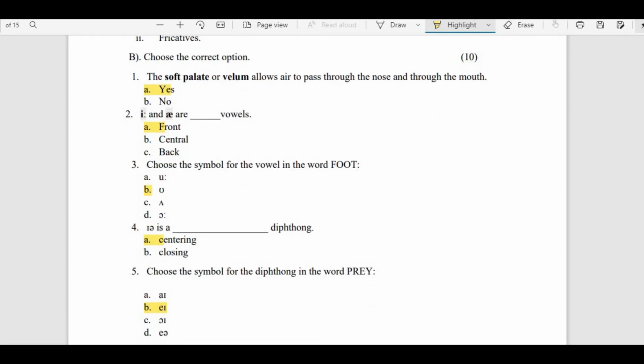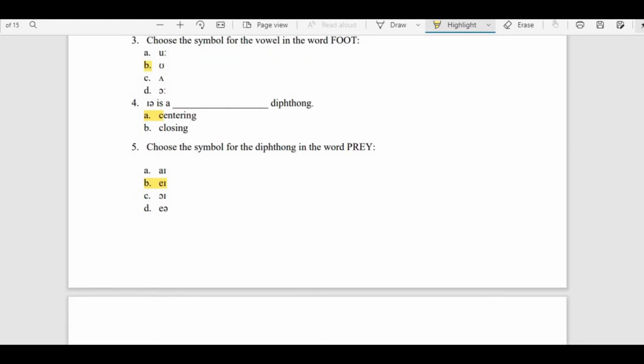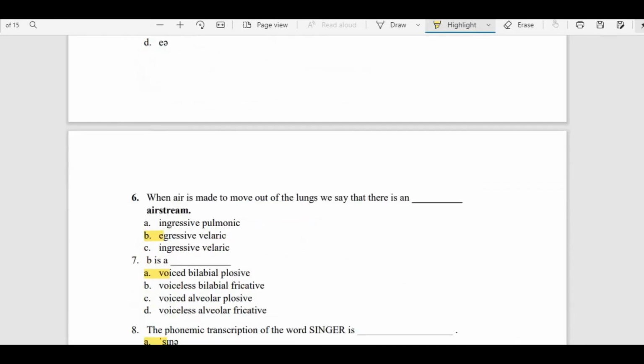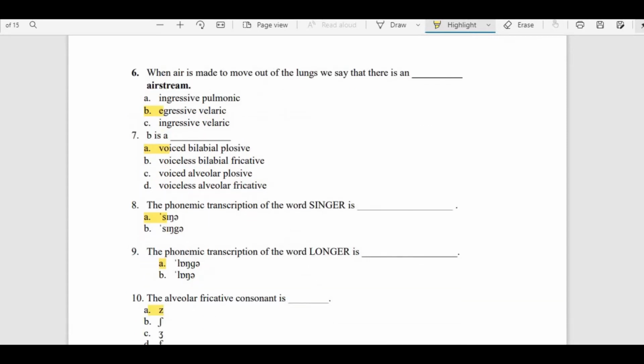MCQs are there. The soft palate or velum allows air to pass through the nose and air through the mouth. Yes, and E and are dash vowels. They are front vowels. And choose the symbol for the vowel in the word food. All right, and ER is a dash diphthong. It's a centering diphthong. And choose the symbol for the diphthong in the word pray. It's A. All right, and then when air is made to move out of the lungs, we call this an aggressive velaric. All right.